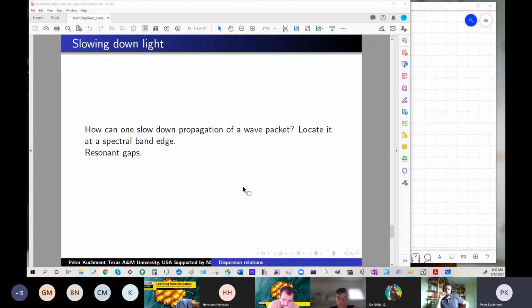I will not dwell on this. I just mention that the mechanism that is usually used both theoretically and practically is to create resonant gaps, which means that one of the ways to create spectral gaps is the following. You can spread throughout your medium small resonators. The same resonator is periodically placed. And one can show that then it will create spectral gaps, and they are useful for creating slow light. And that's all I want to say.